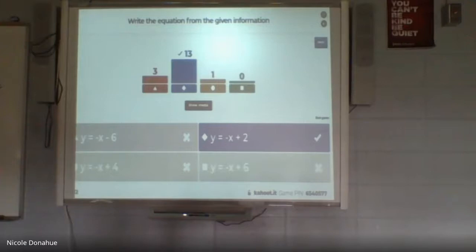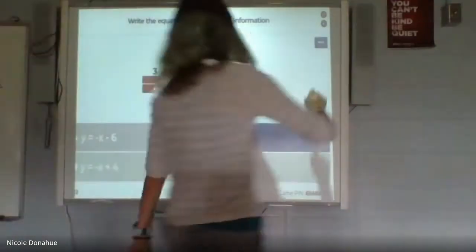All right, good work, you guys. So again, your x and y, you have to multiply the x times the m and then move that back over.